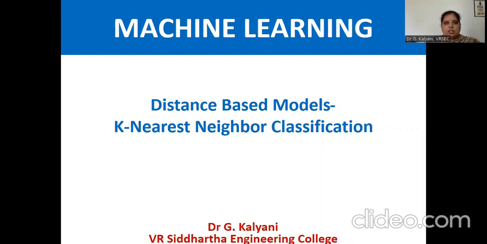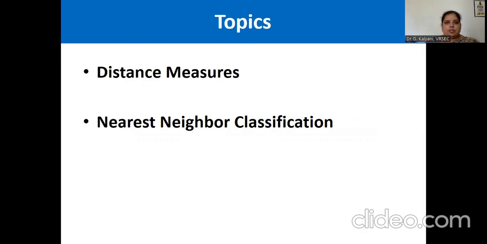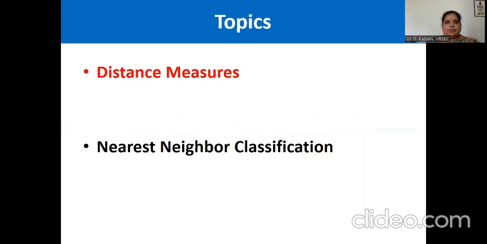So today the session is on the topic of distance-based models in machine learning and a classification algorithm which belongs to the distance-based models, that is k-nearest neighbor classification. So the topics of today's session are: what are the different distance measures we have which are used in distance-based models, and an algorithm of nearest neighbor classification. So let us first move on to the distance measures used in distance-based models.